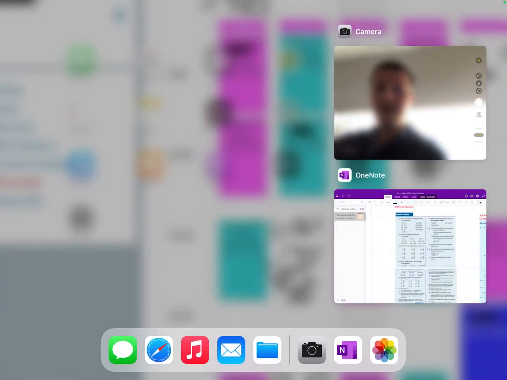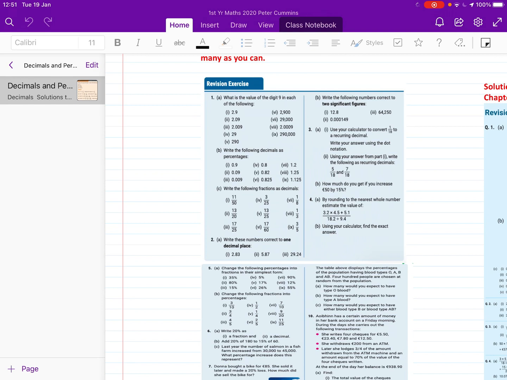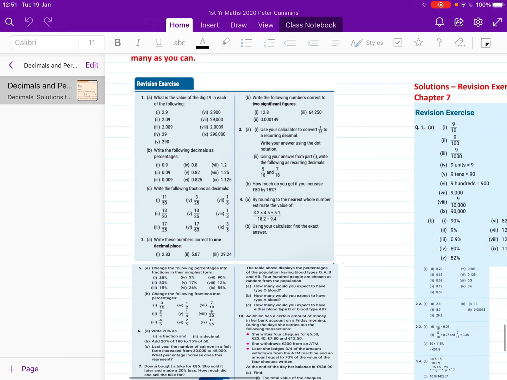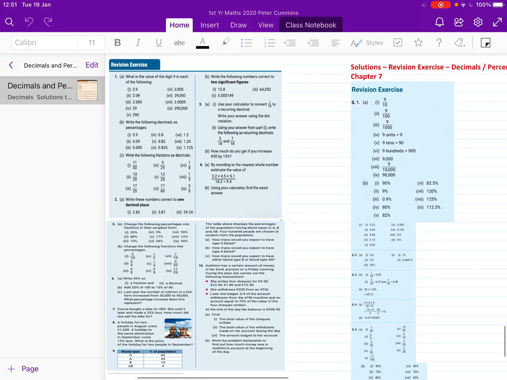Okay, so we'll have a really quick look at this revision exercise, because it's really just a rehash of everything that we've been doing over the past couple of weeks since way before Christmas. So in decimals and percentages, and I've put the solutions up there as well, and then we'll move on to our new content for this week. So we go back to the OneNote, which is here, and in the decimals and percentages folder you have the revision exercise, and over here I've put the solutions.